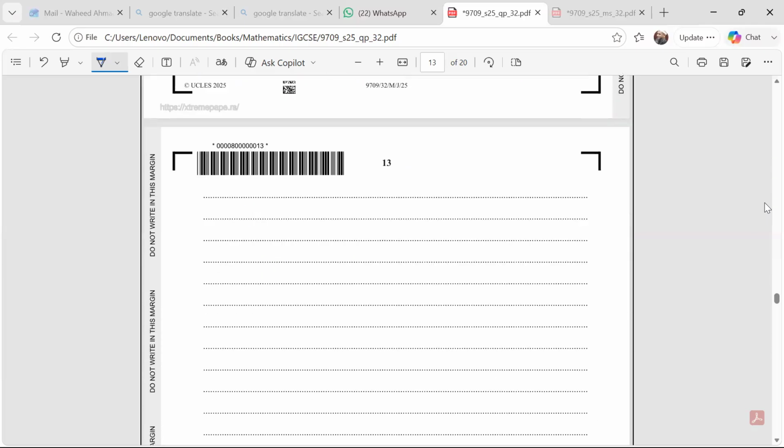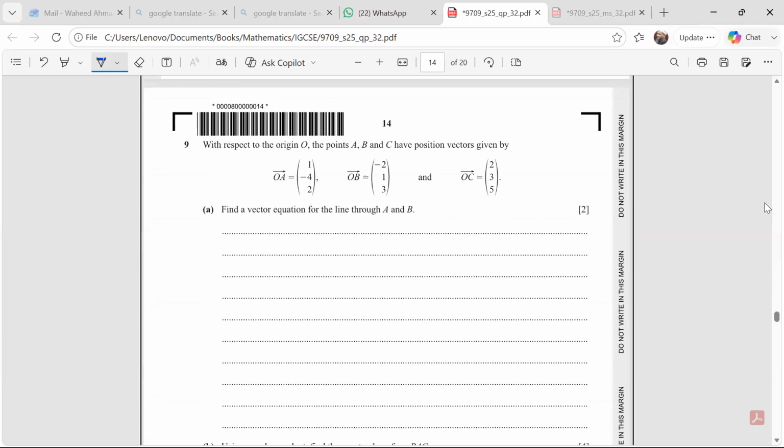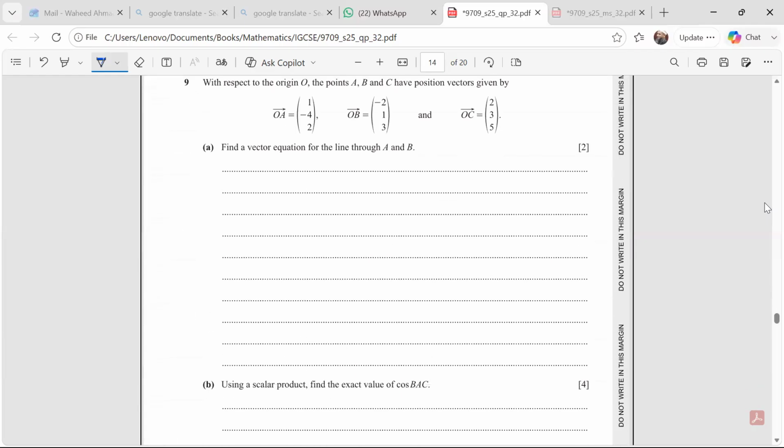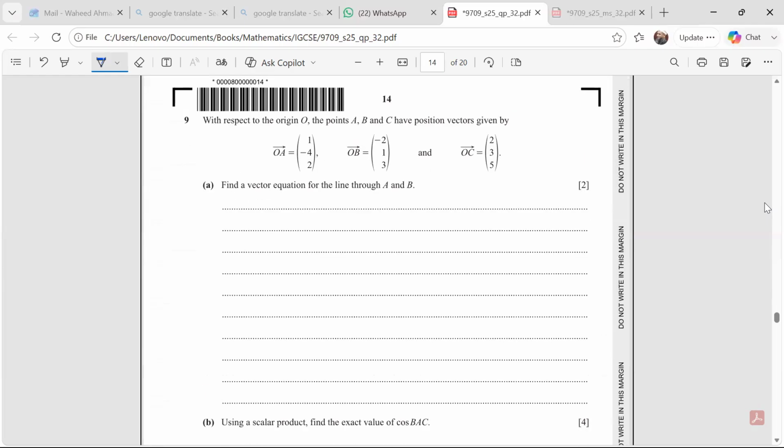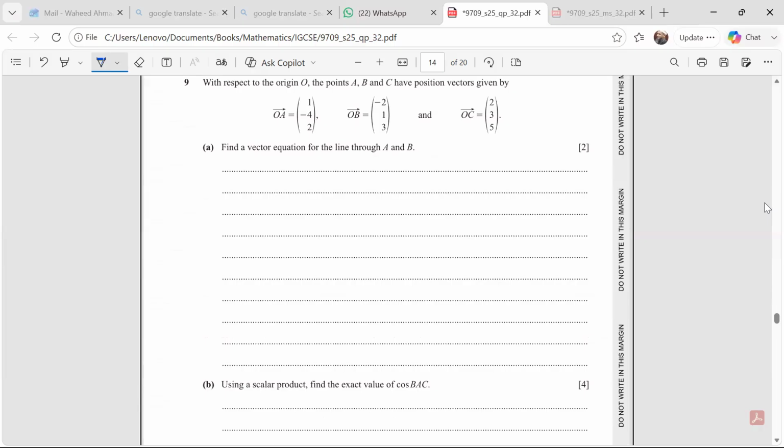I hope you understand every step and the logic behind every step. Question number 9: with respect to the origin O, the points A, B and C have position vectors given by the equations. Find a vector equation for the line through A and B.